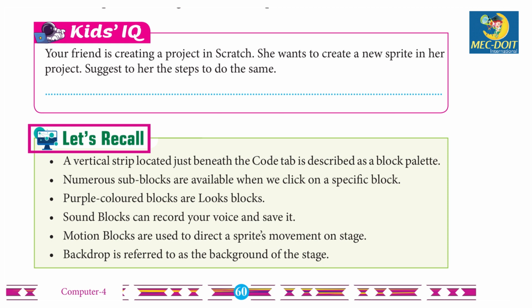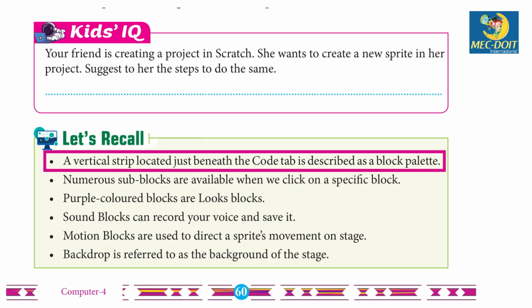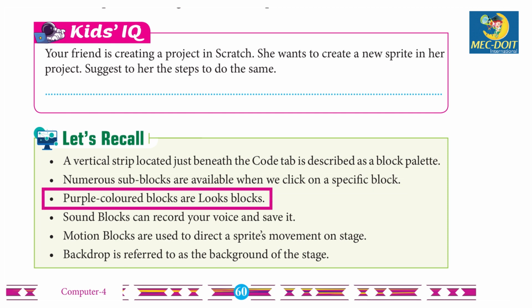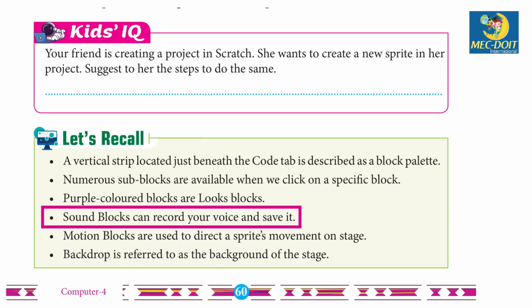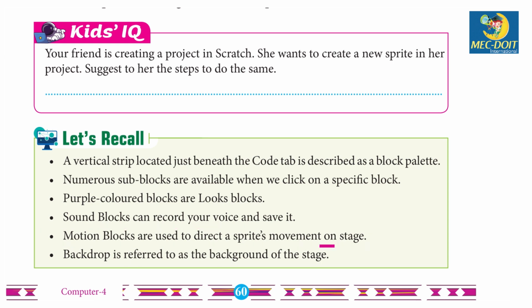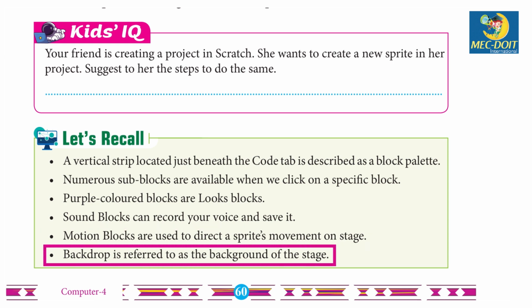Let's recall. A vertical strip located just beneath the Code tab is described as a block palette. Numerous sub-blocks are available when we click on a specific block. Purple colored blocks are looks blocks. Sound blocks can record your voice and save it. Motion blocks are used to direct a sprite's movement on stage. Backdrop is referred to as the background of the stage.